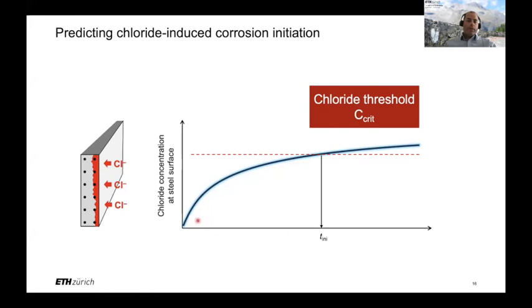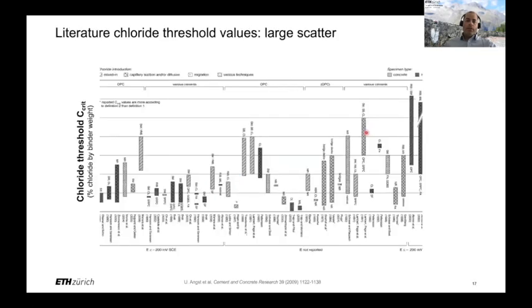We consider that the chloride concentration at the steel surface, which is the blue curve here, increases over time. And at some point, conceptually, if this chloride concentration exceeds a certain threshold value, then we assume that we can get corrosion. Now, this threshold value is typically called chloride threshold value or simply critical chloride content, CCRIT. And I would like to briefly show you some data on this chloride threshold value from the literature. This is from a study done more than 10 years ago.